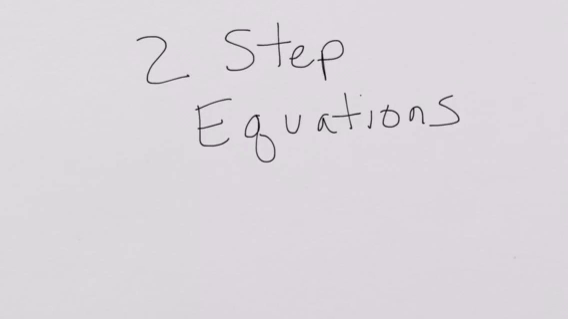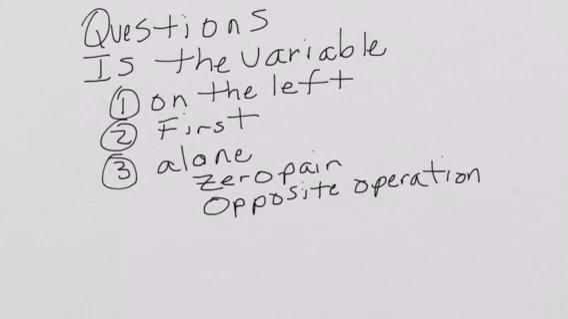Open up your MTT, and we're going to learn how to do and solve two-step equations. Now, there are some questions that we're always going to ask as we're solving for a variable. The first question we're going to ask is, is it on the left, and is it first? Then we're going to check to see, is it alone? If it's not alone, we're going to first see if we can zero pair, and then after that, we're going to do opposite operation. So let's give it a try.